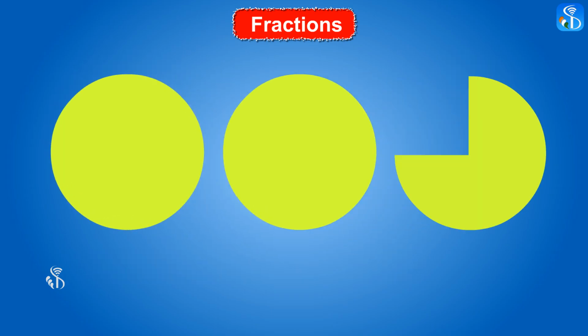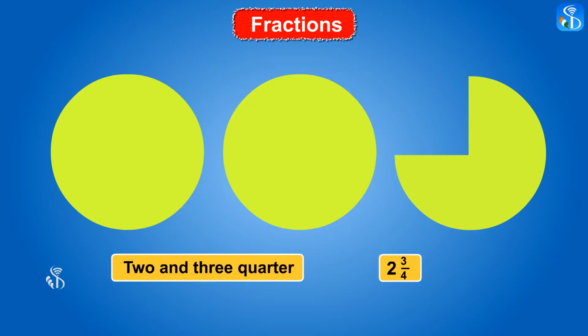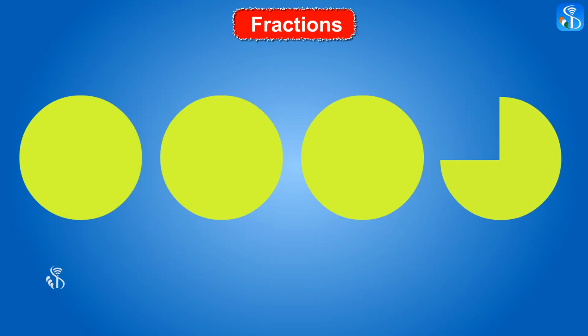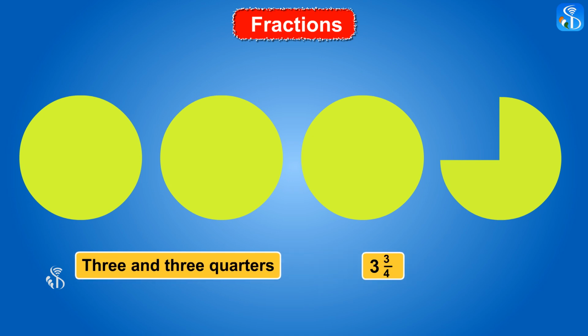2 whole and 3 quarters make 2 and 3 quarters. In fraction it is written as 2 into 3 upon 4 and is read as 2 and 3 quarters. 3 whole and 3 quarters make 3 and 3 quarters. In fraction it is written as 3 into 3 upon 4.